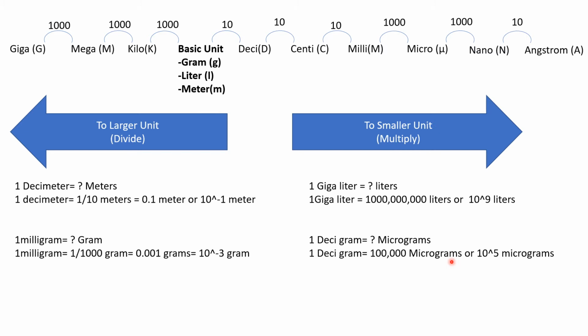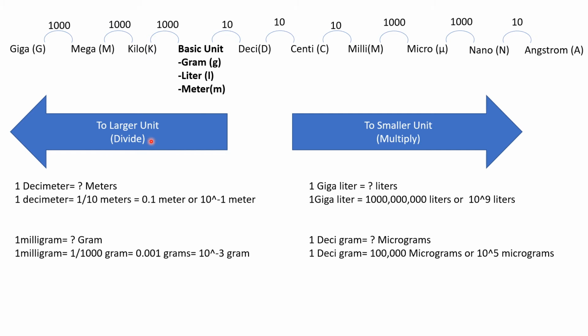If I want to write it with scientific notation, instead of writing all of those zeros down, again, imagine that there's a decimal after the 0, and you're just going to move towards the right. So 1, 2, 3, 4, 5. So I'm going to say 1 decigram is equal to 10 to the power of 5 micrograms. Now, notice how whenever you're going to a smaller unit, you're going to be multiplying, and your answer is always going to be higher. Now, if you're going to a larger unit, you're going to divide.